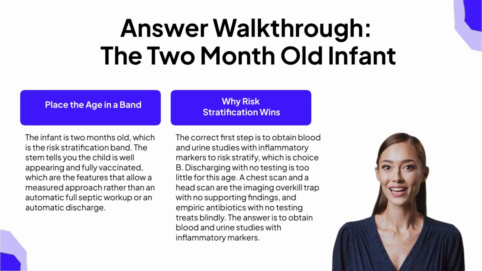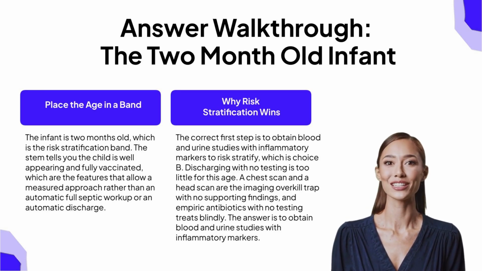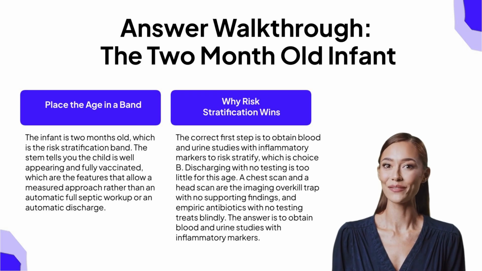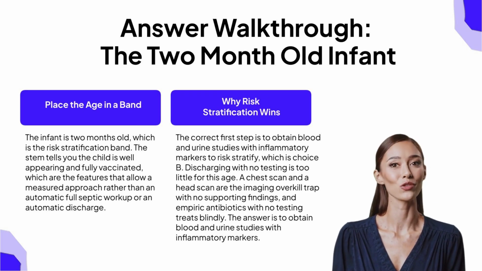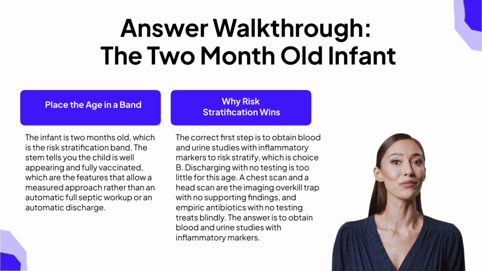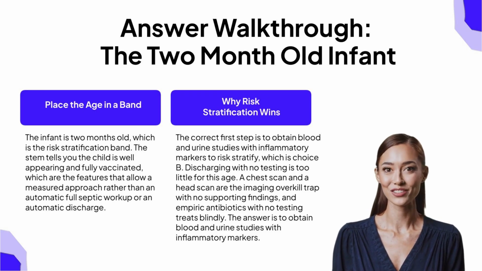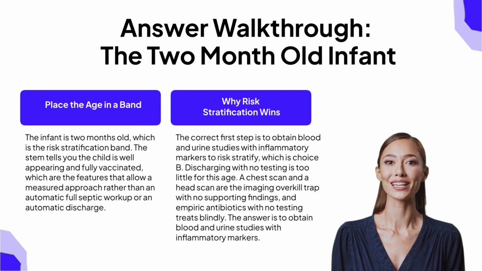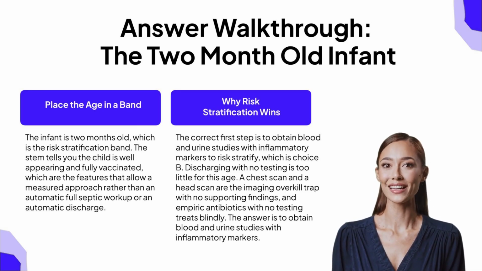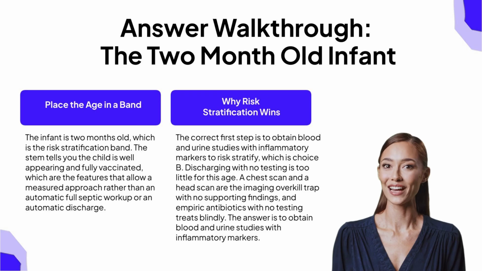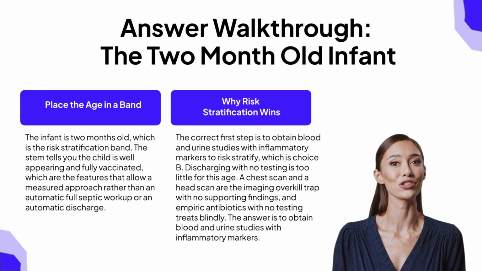The correct first step is to obtain blood and urine studies with inflammatory markers to risk stratify the infant, which is choice B. Discharging with no testing at all is too little for this age group. Ordering a chest scan and a head scan is the imaging overkill trap, with nothing in the stem to justify them. Starting empiric oral antibiotics with no testing treats the infant blindly and skips the information you need.